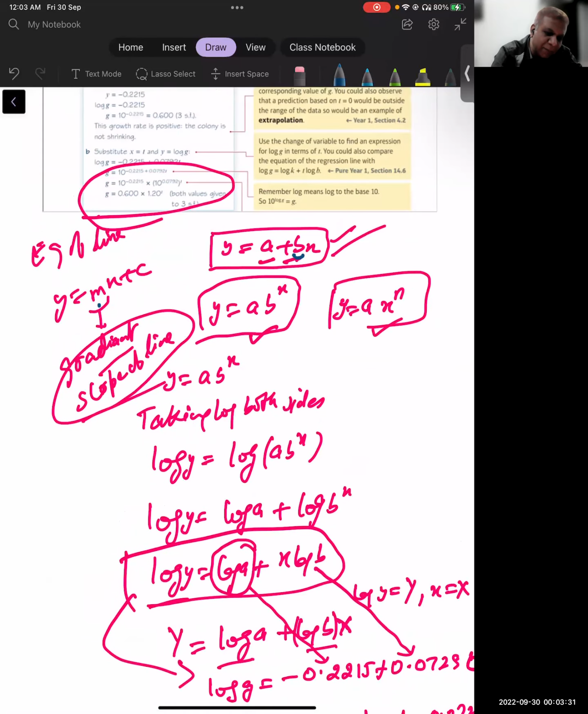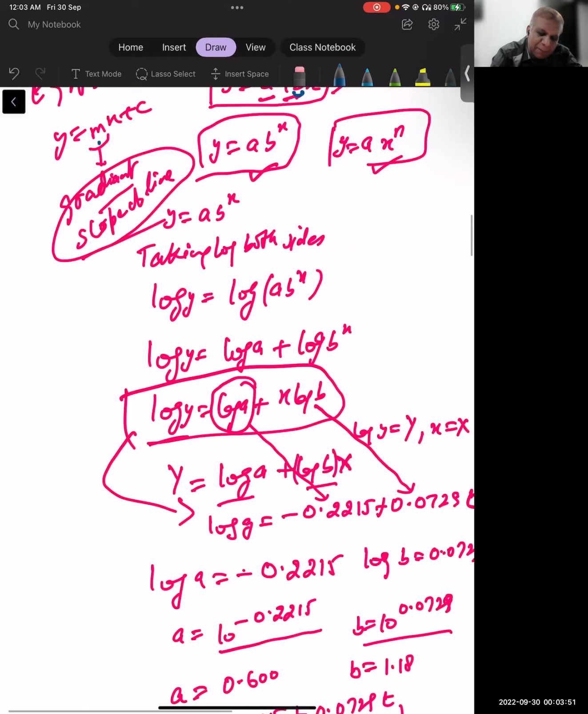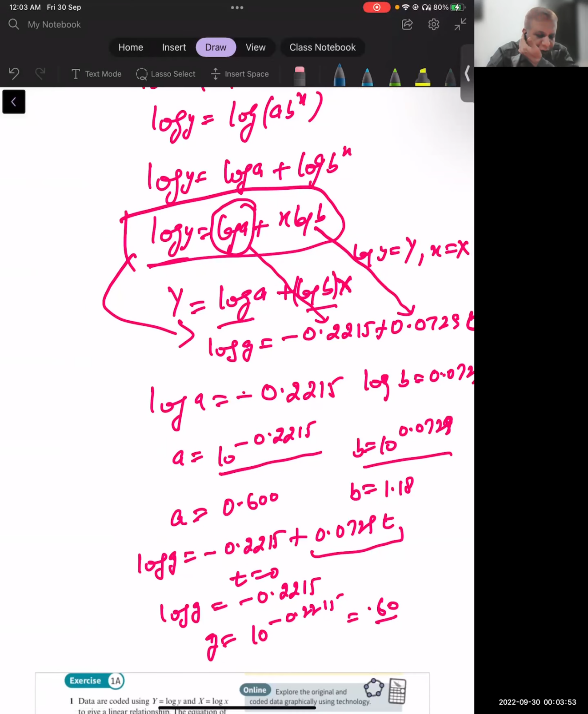y is equal to mx plus c. The number before x is the slope. So here the number before x will be the slope. That means b will be the slope. So we can say the gradient of this line will be b, and here the b is replaced by log b. So that will be known as the gradient, right? This will be the gradient.